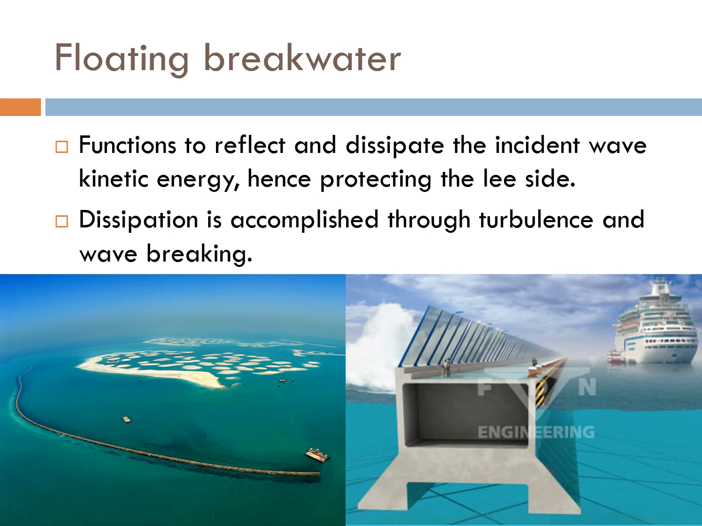As discussed in wave mechanics, wave energy is concentrated primarily on the upper part of the water column, where the orbital motion of the wave is most pronounced. As a result of that, floating structures can be deployed to effectively reflect and dissipate incident wave energy in order to protect the lee side. This is accomplished through turbulence as well as wave breaking on the structure itself, as shown here in the figures.